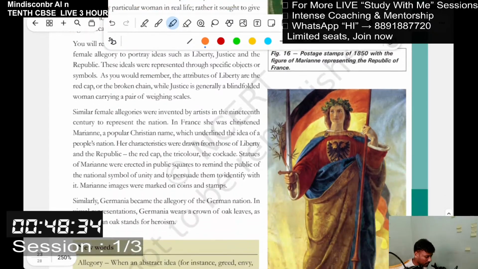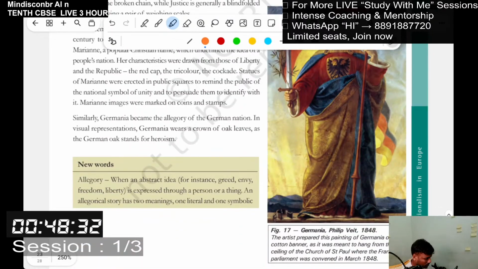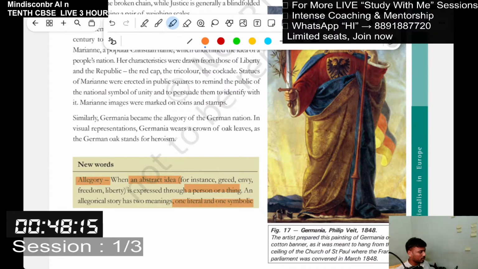Allegory definition is given at the bottom. Allegory: when an abstract idea, for instance greed, envy, freedom, liberty, is expressed through a person or thing. An allegorical story has two meanings, one literal and one symbolic.